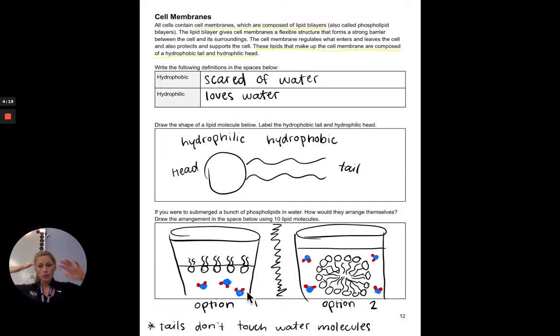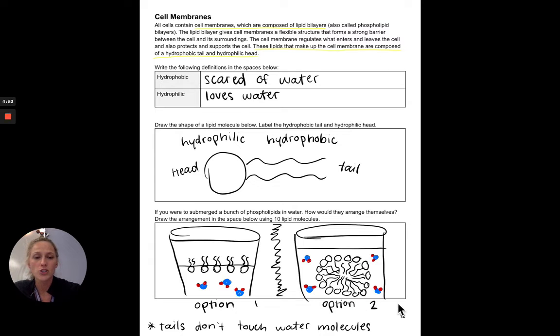Okay, but let's say we were to push all of these molecules underneath the surface of the water. How would they arrange themselves? Most likely they would arrange themselves as option 2 here. So in option 2, we've got a bunch of heads that like to interact with the water. And then the tails, which are hydrophobic, kind of point inward so that they're not touching any of the water molecules. So it almost looks like a bubble, right? It creates this little bubble where the heads are interacting with water, but the tails are not.